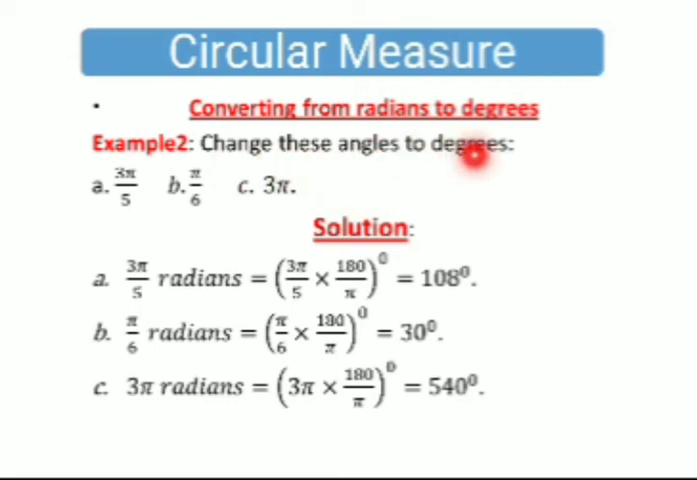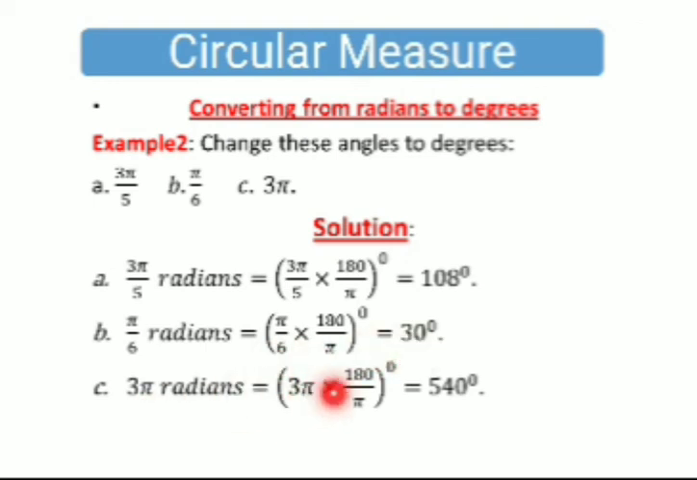Let's look at some examples here too. Change these angles to degrees. They are already in radians. Since you are multiplying by 180 over pi, pick the first one: 3 pi over 5 multiplied by 180 over pi. Pi cancels pi. So 3 multiplied by 180 divided by 5 is equal to 108 degrees. Then pi over 6 multiplied by 180 over pi. Pi cancels pi. 180 divided by 6 is equal to 30 degrees.